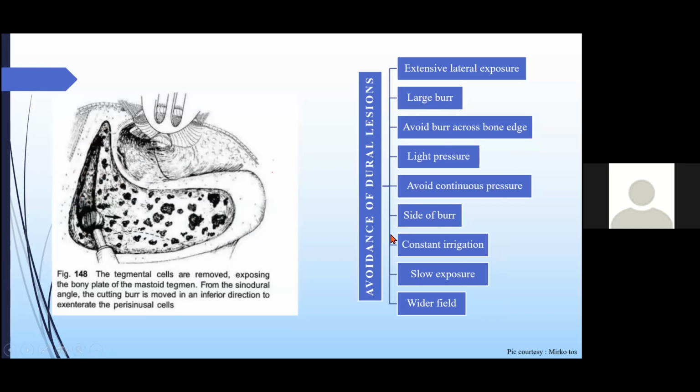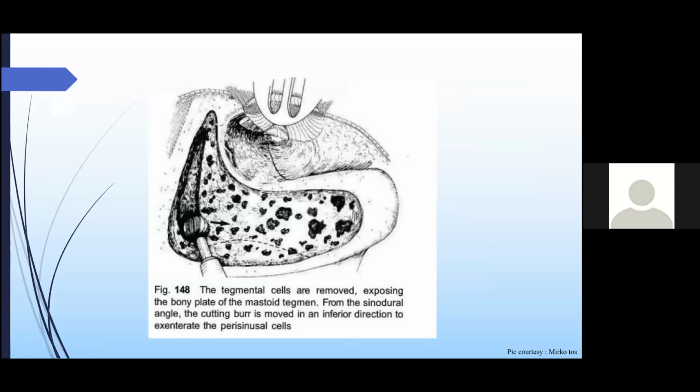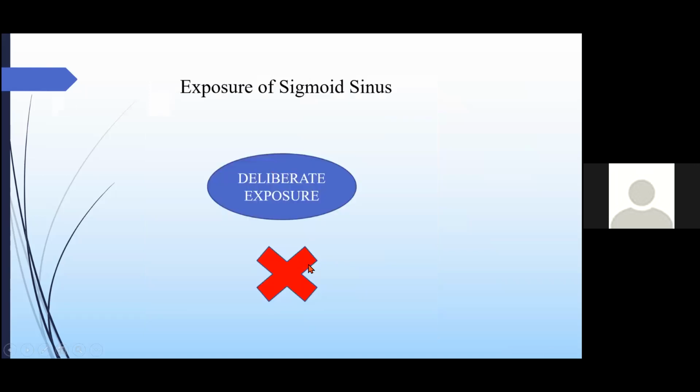And we should always use the side of the burr. Drilling should never be done from the burr head, because it will block the vision and it's not safe because it's not visualized. The head of the burr is usually not visible. So the side of the burr will be the best to give an efficient clearance of the tegmen cells with constant irrigation and in a slow manner. So wider exposure is achieved and dural lesions can be avoided. So now we have drilled the tegmen, the mastoid tegmen is exposed. And now we can proceed to the next step, that is the sigmoid plate. The sigmoid sinus exposure.